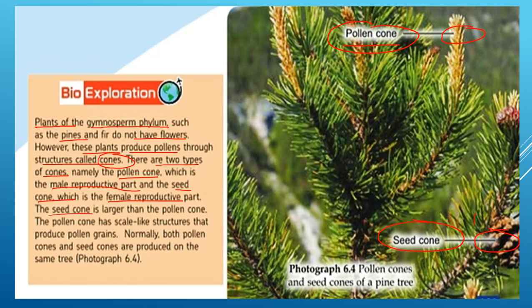Okay, the seed cone is larger than the pollen cone. The pollen cone has scale-like structures that will produce pollen grains. Okay, so both pollen cones and seed cones are produced on the same tree. So here, this is pine tree. Okay, pine tree. In the same pine tree, dia produce seed cone dengan pollen cone.